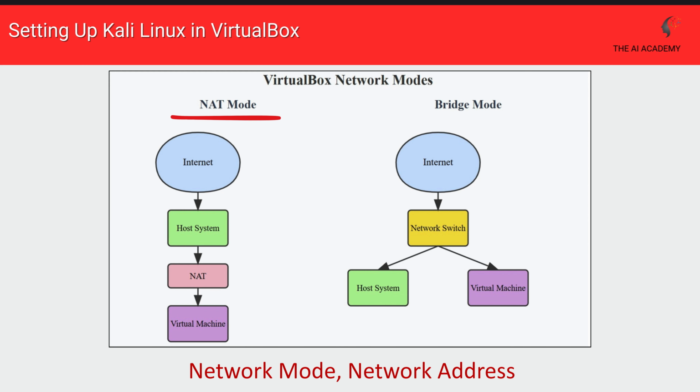Default network mode, network address translation. NAT is the default network mode in VirtualBox, and it's perfect for keeping things simple and safe while you practice. What does NAT do? It isolates the virtual machine from the host system and the external Internet. Each VM gets a private virtual IP address, provided by VirtualBox itself. This means your VM can connect to the Internet for updates or downloads, but external devices can't initiate communication with it. Why use NAT? Safety.